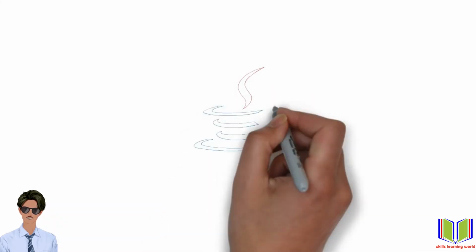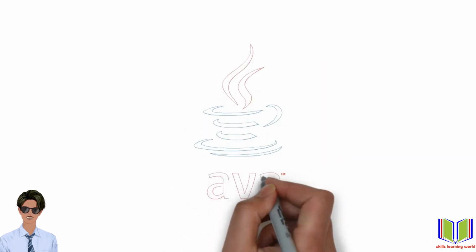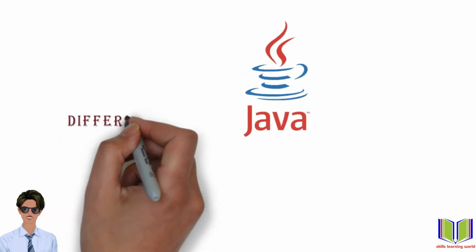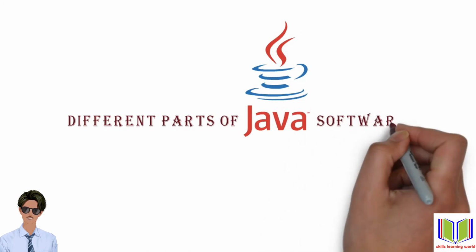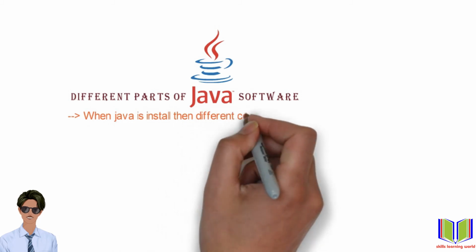Different parts of Java software. When Java is installed, then different components of Java are installed in a system. It has mainly 3 components or parts, which are following. Number 1. Java Development Tools. Java has the following development tools to help users with their applications.